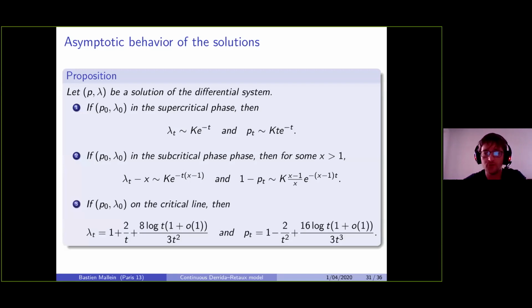And when you're on the critical line, you can be really precise on the asymptotic behavior of lambda t and pt. And you see, for example, that pt behaves as 1 minus 2 over t squared, whereas lambda t behaves as 1 plus 2 over t. Okay, and you can do the computation as far as you want if you're patient enough.